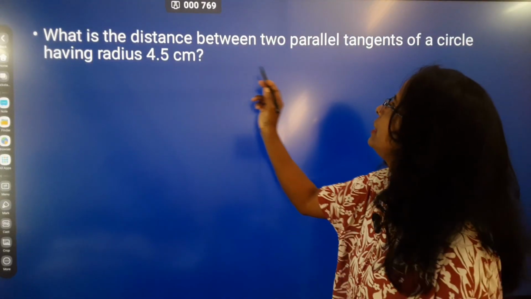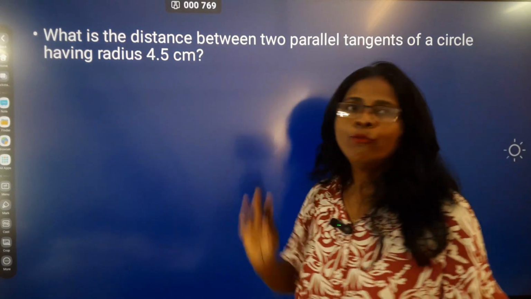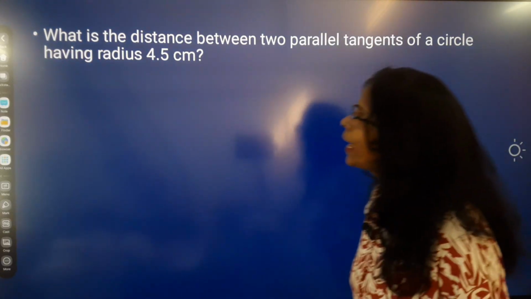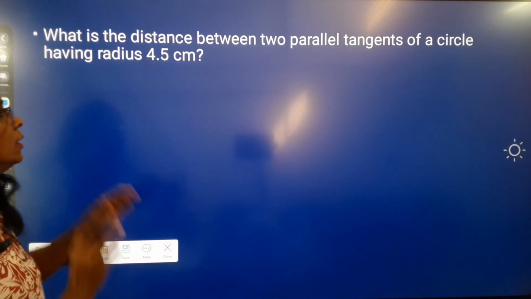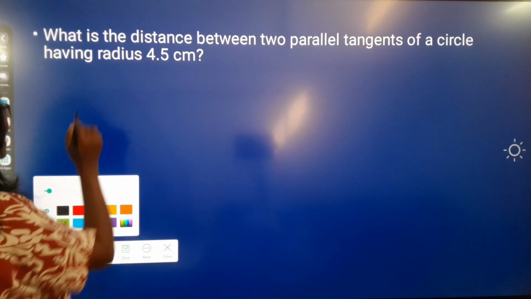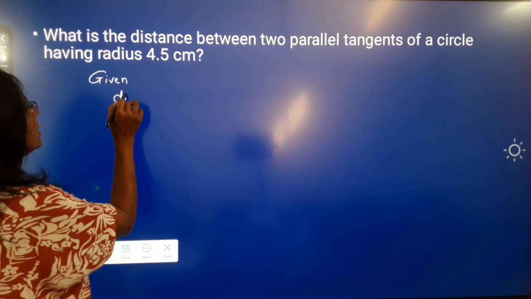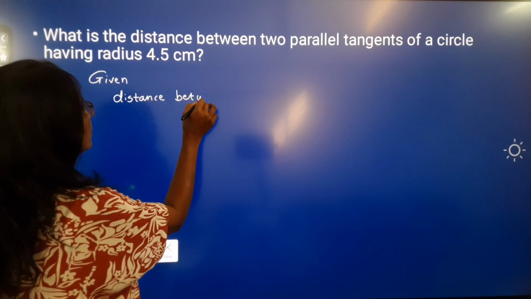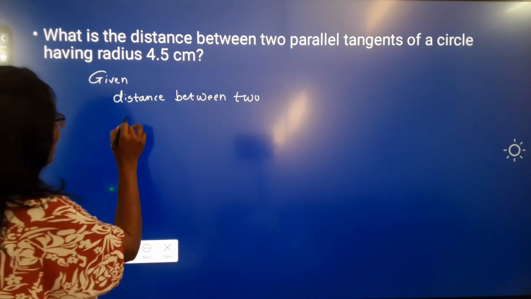What is the distance between two parallel tangents of a circle having radius 4.5 centimeter? Okay. So now here students, we have to find out the distance between the two tangents. Okay. So I write here, in the given, distance between two parallel tangents.